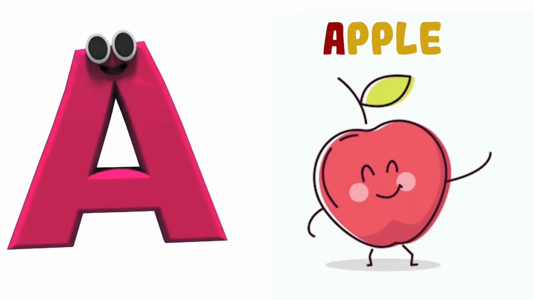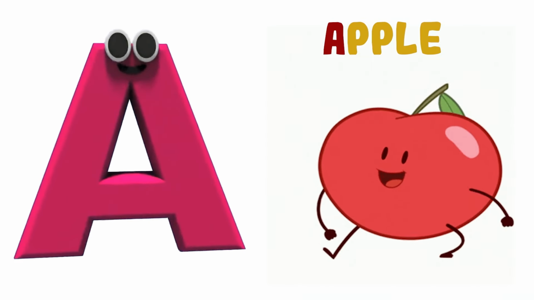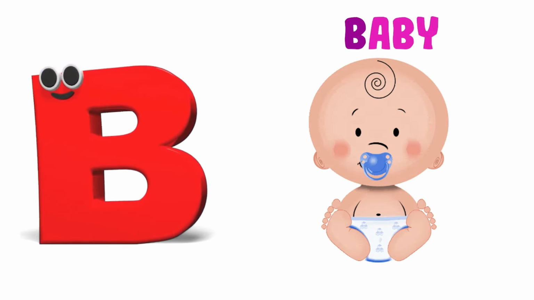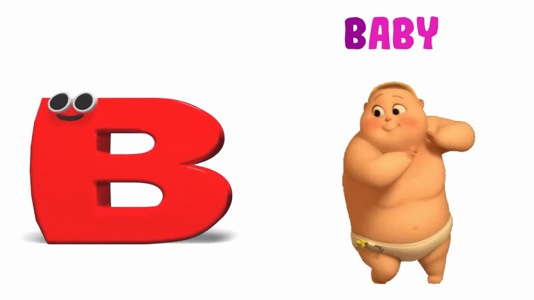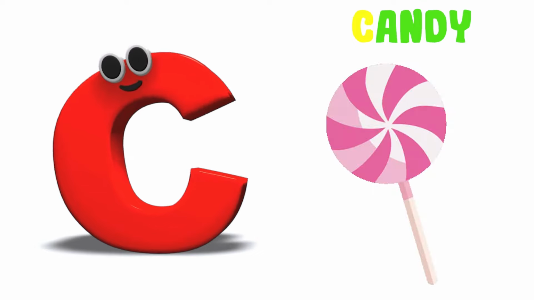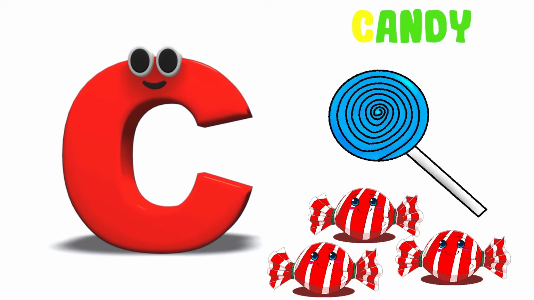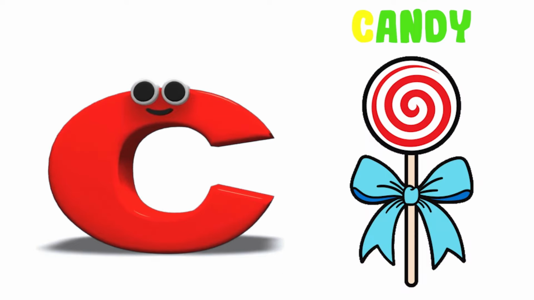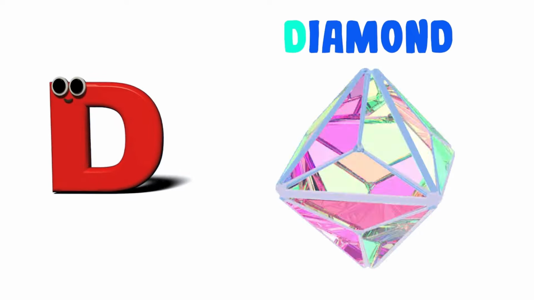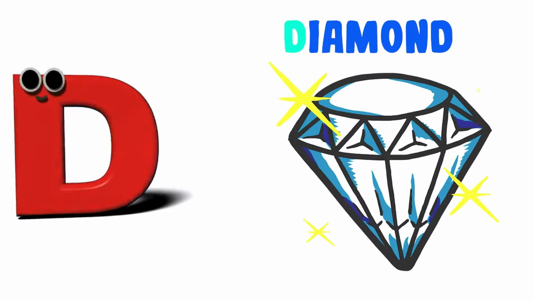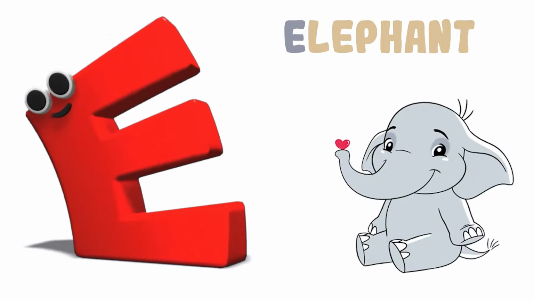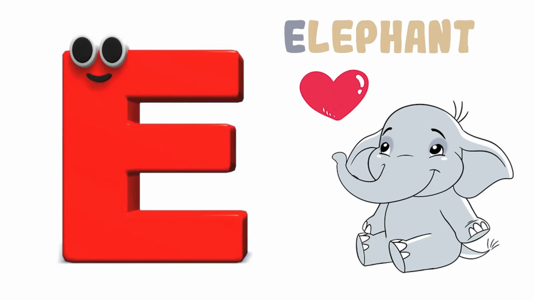A is for apple. A, apple. B is for baby. B, baby. C is for candy. C, candy. D is for diamond. E is for elephant. E, elephant.